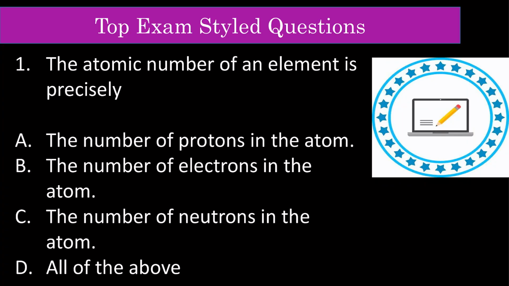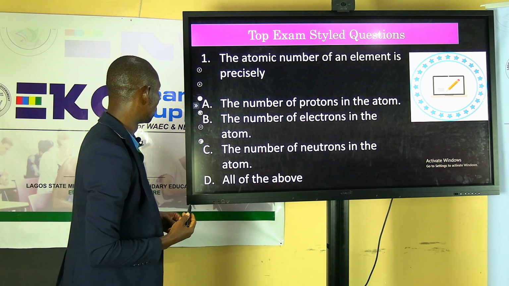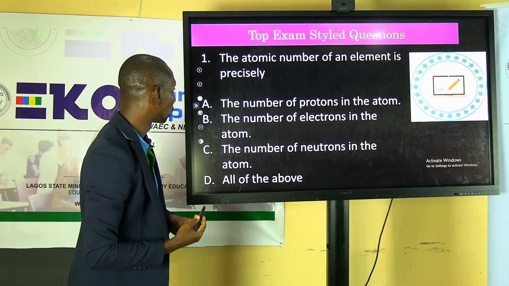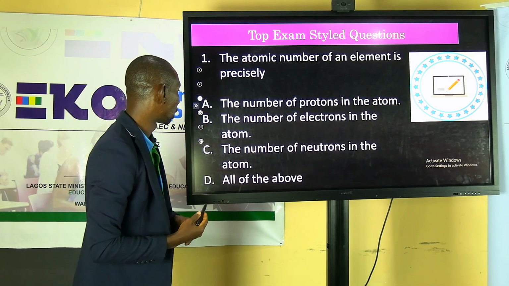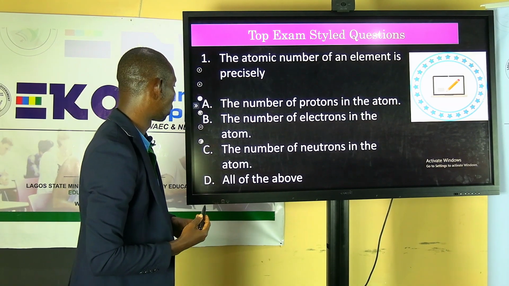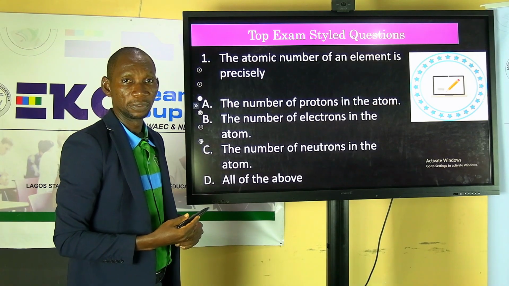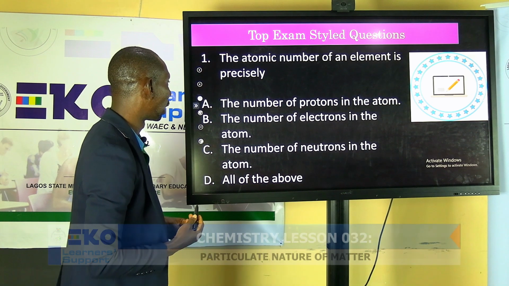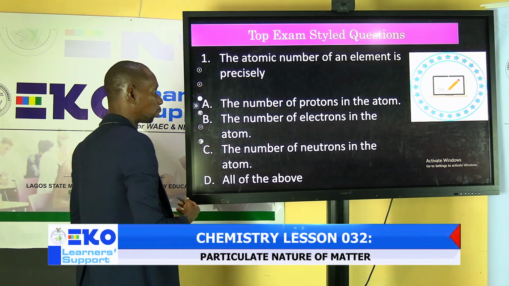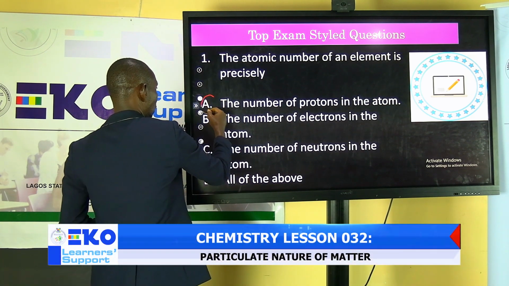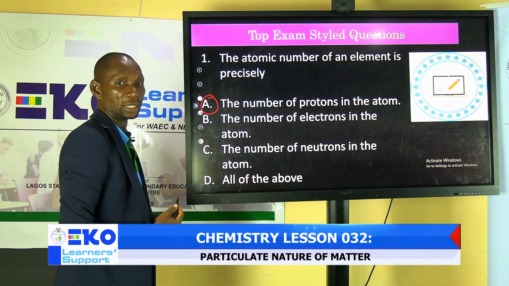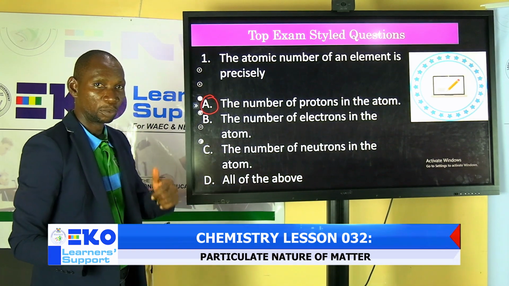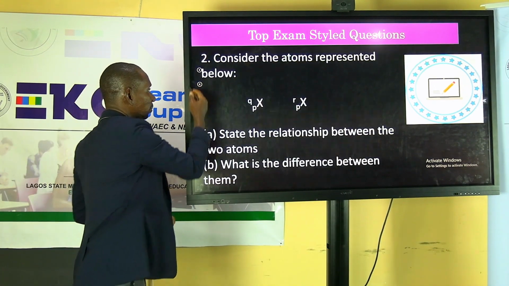The first one says the atomic number of an element is precisely what? The number of protons in the atom, the number of electrons in the atom, the number of neutrons in the atom, or all of the above. Which of these options do you think is correct? The atomic number is actually the number of protons in an atom. So the correct answer is option A. Well done to you. Let's move on.